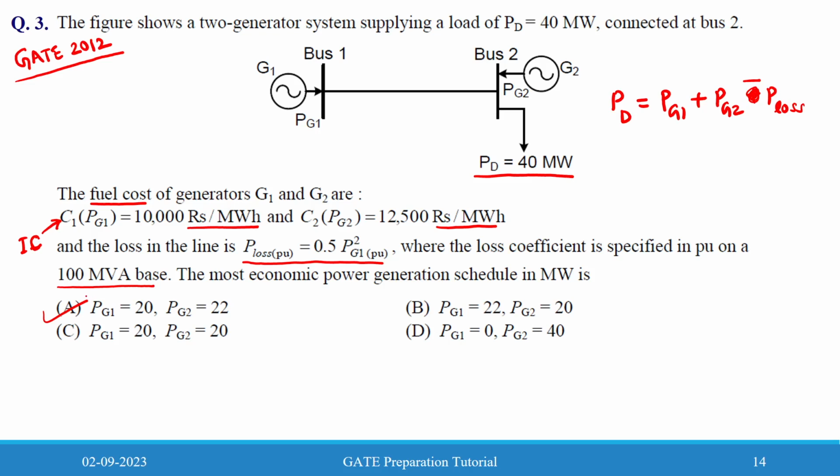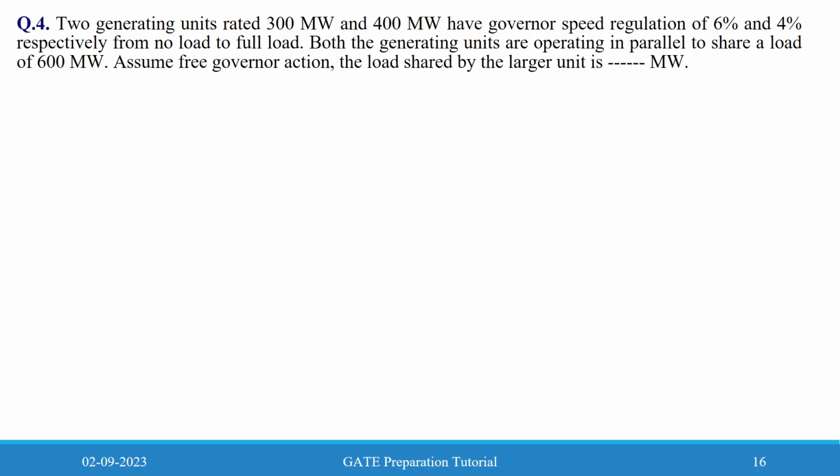So we have seen problems based on the economic load dispatch while considering the line losses and while neglecting the line losses. Now we will see the problems based on the governor speed regulation, that is the droop equation. So we will solve problems based on that. That is problem number 4, and this question has been asked in GATE 2017.